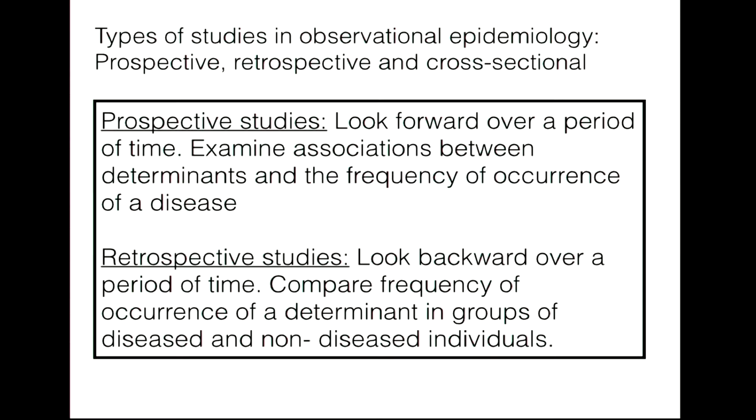So there are three broad types of studies in observational epidemiology. One is called prospective, the second is retrospective, and the third is cross-sectional. In prospective studies, you look forward over a period of time, and you look at association between possible determinants and the frequency at which the disease occurs in that population. Retrospective, as the term implies, is backward in time, where you compare the frequency of the occurrence of a determinant in groups of diseased and non-diseased individuals. So what was it in the past of those individuals that belonged either to the disease category or the non-disease category that might have been potential determinants that led to disease at this particular point.